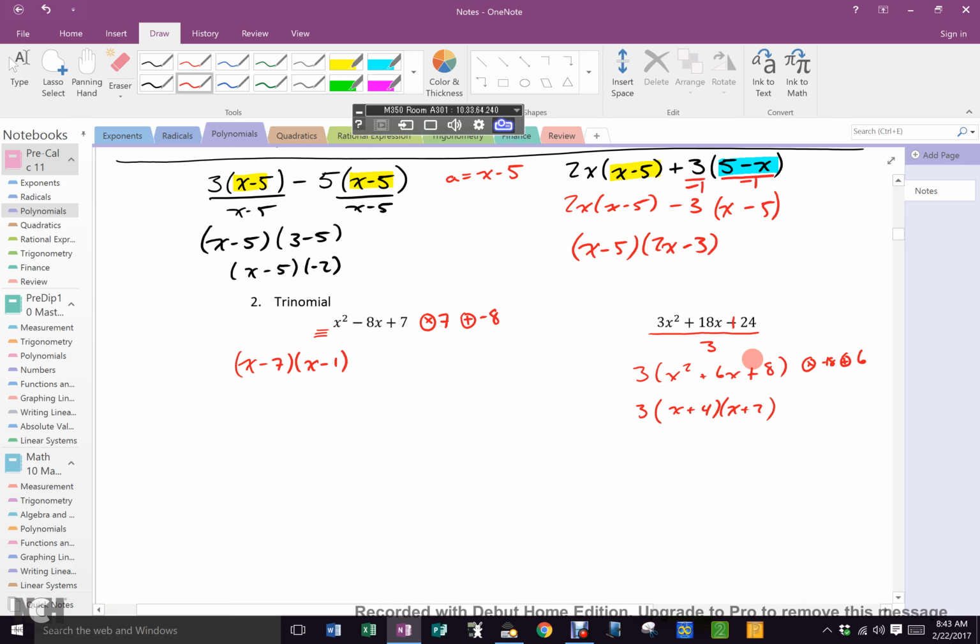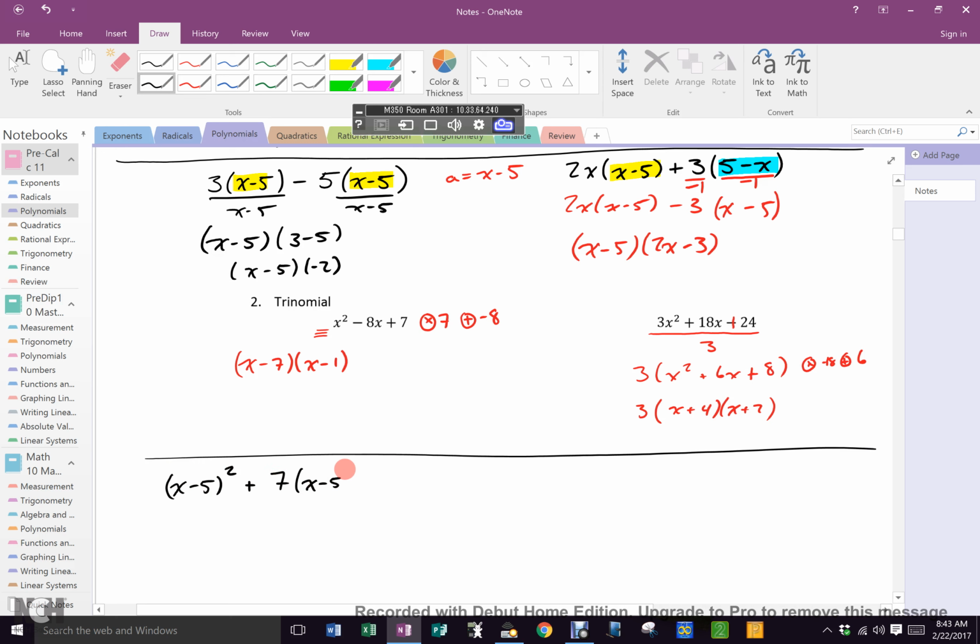All right, so as always, just like we did before, I'm going to draw a line and we're going to show you where this could go. The next thing that happens with this is exactly what happened in the top one. What if I gave you something like this? X minus 5 squared plus 7 x minus 5 plus 12. If I gave you that, what would you do?